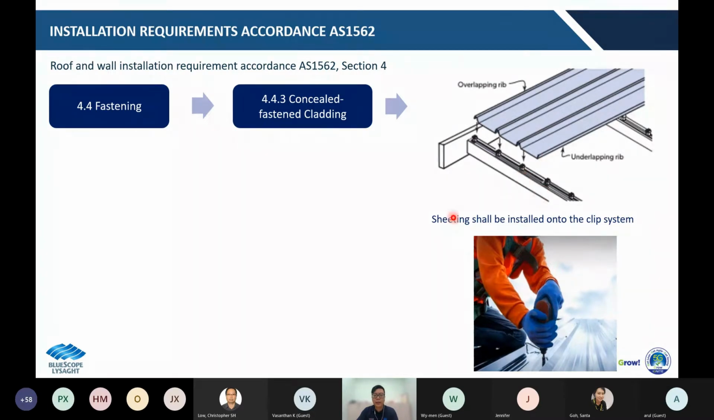It doesn't mean that you cannot use any screw on the concealed fixed profile or the product. You still can use the screw for the flashing or maybe for the edge, but for structural engagement, you must use a clip. So this just shows the symbol that you cannot use screw fix for the concealed fix for the structural engagement.